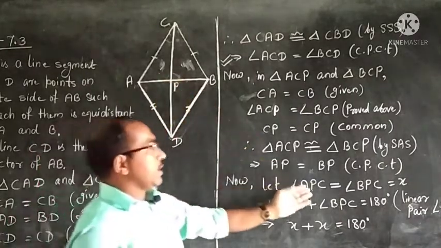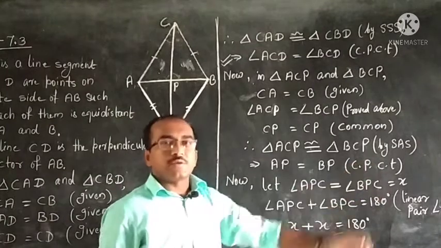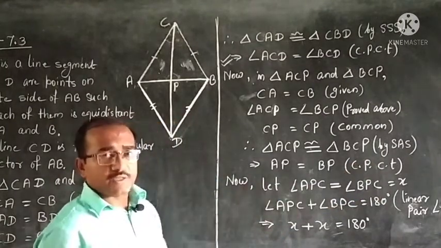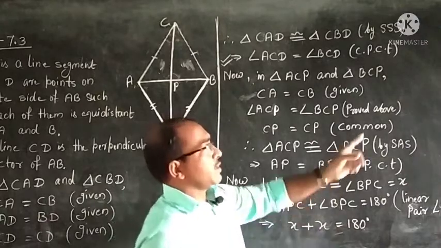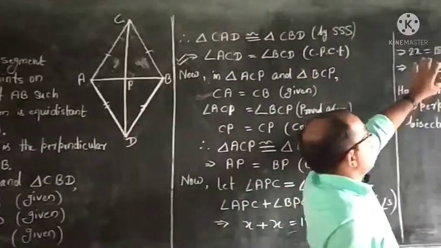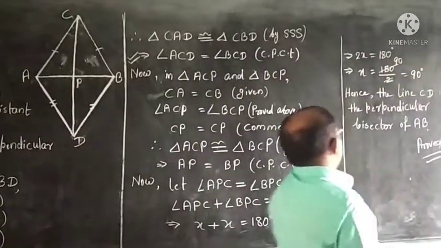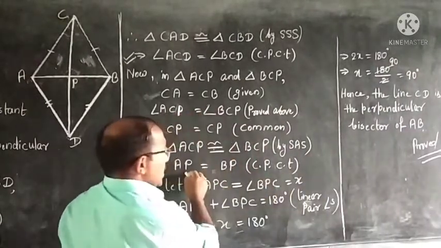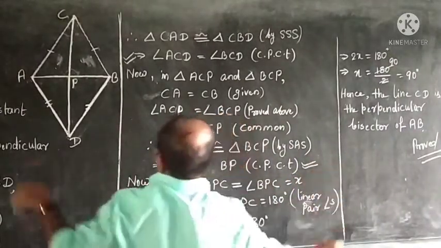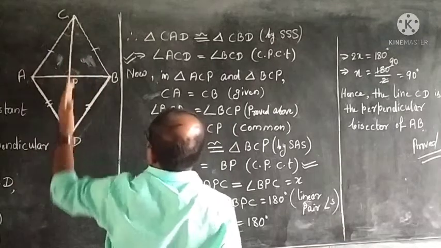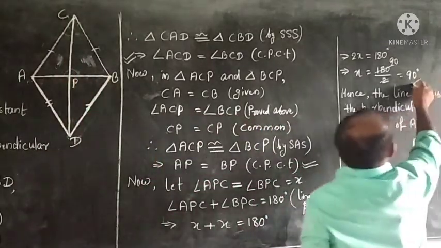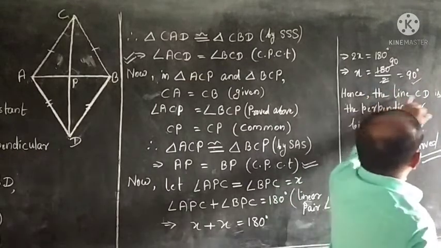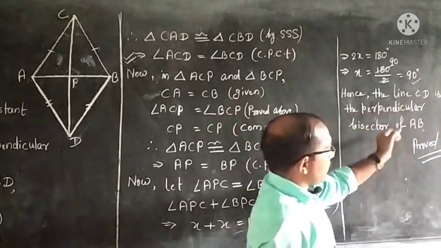So, let the measurement be x, both angles are x. So, angle APC is x, angle BPC is also x, x plus x is 2x. 2x is equal to 180 degrees, x is equal to 90 degrees. So, here we proved AP and BP are equal, that means this line is bisecting, and at this step we proved this angle is 90. So, we can say that the line CD is the perpendicular bisector of AB.